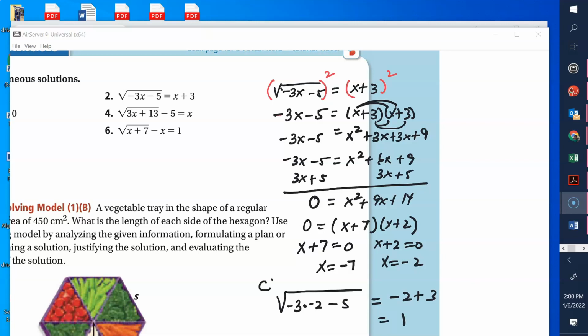What's negative 3 times negative 2? 6. What's 6 minus 5? What's the square root of 1?